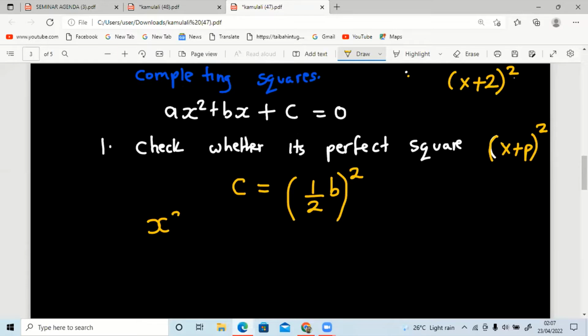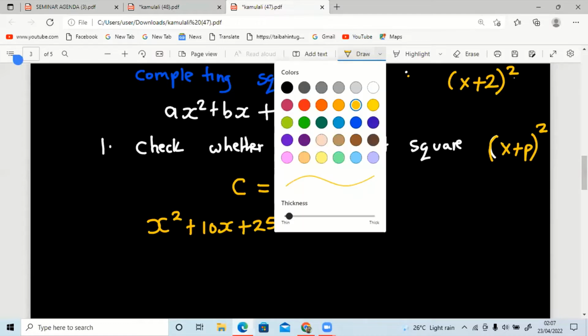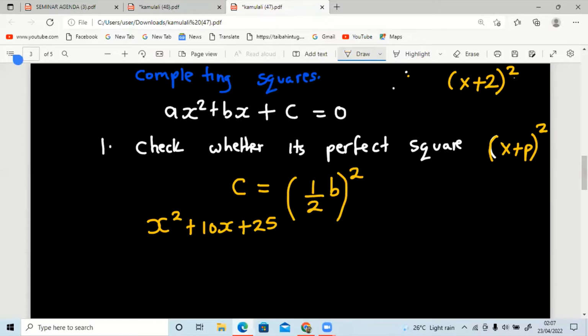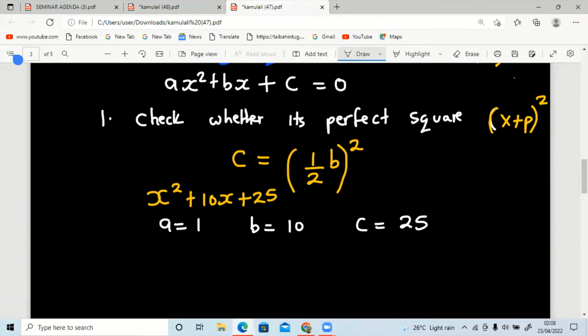I have x squared plus 10x plus 25. Can we identify together what is our value of a? What is the value of b and c? What is our a? 1. Good. What is the b? 10. And what is c? 25. Good. So now I'm going to check this condition.